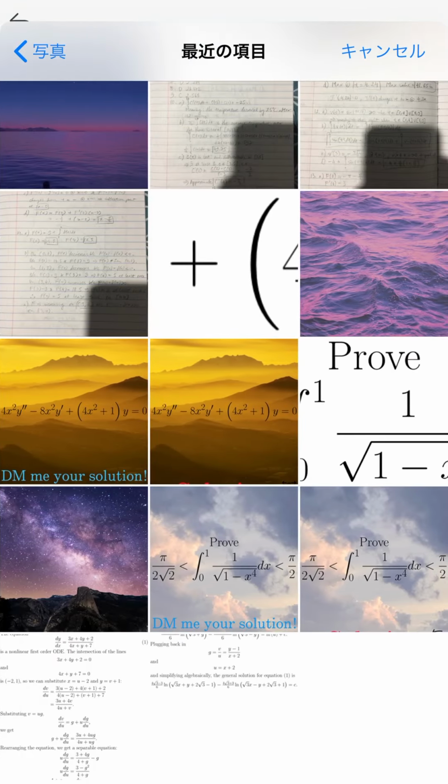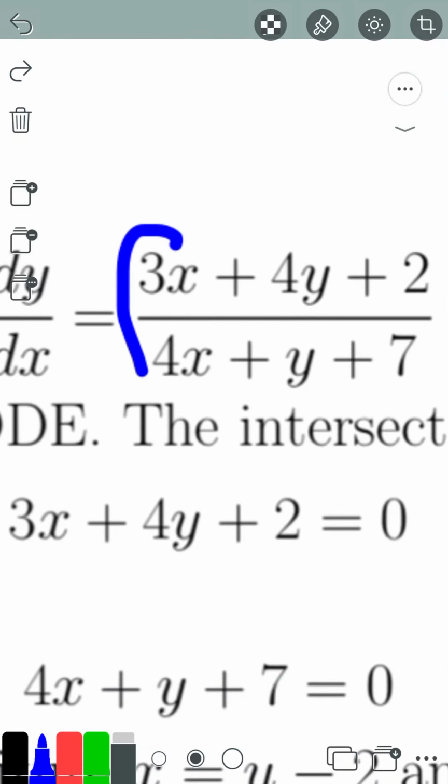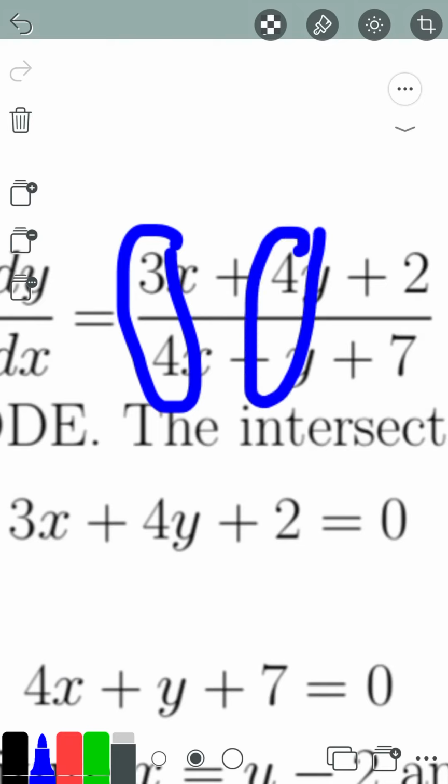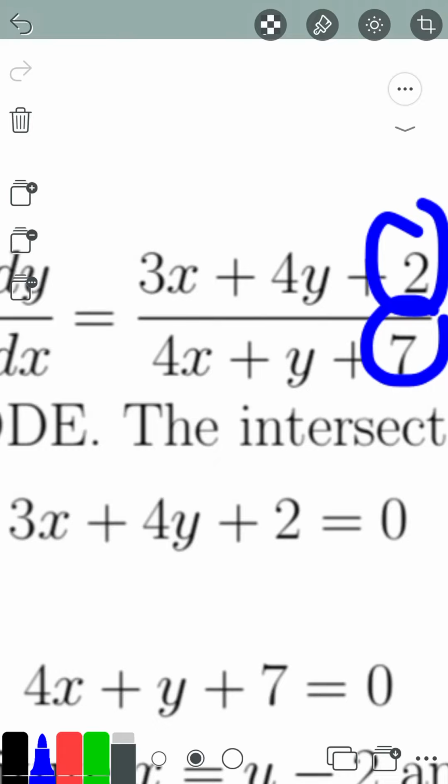And so let's get back to the main problem. Our main problem here is dy over dx is equal to 3x plus 4y plus 2 over 4x plus y plus 7. Here you can see that 3 over 4 and 4 over 1 are not equal to each other. So that's the case 3, the second case of when c1 and c2 are not 0.